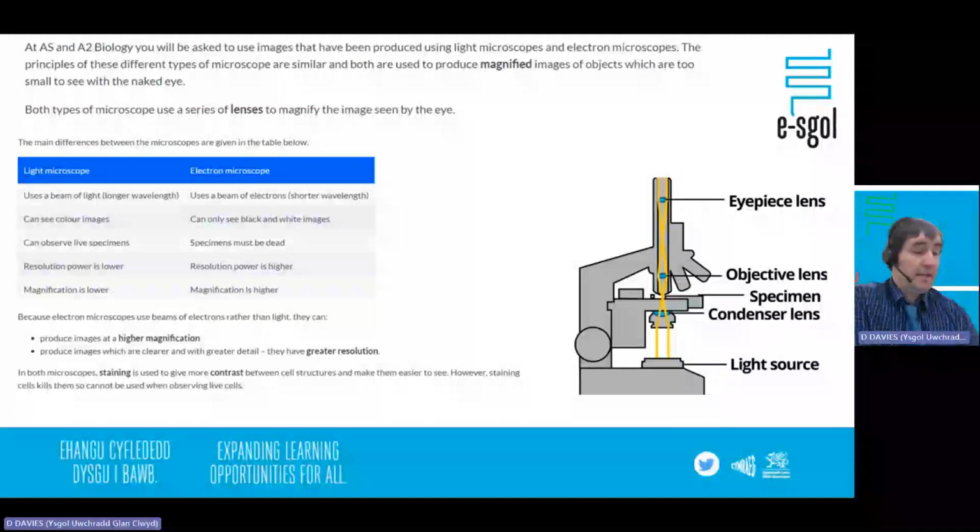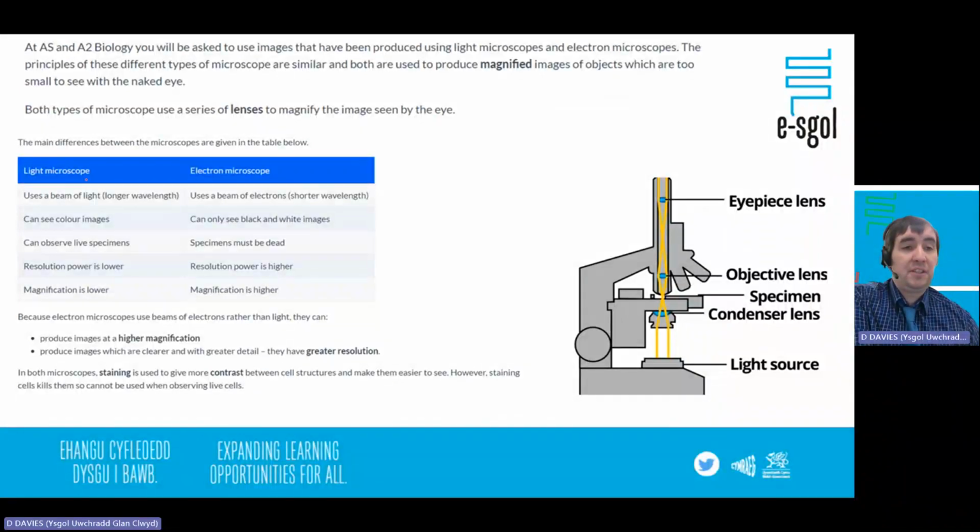There are two different columns on here, so two different types. Light microscopes are the ones that we have in school. They use a beam of light, and you can see how that works here. The beam of light goes through a condenser lens, then an objective lens, and then an eyepiece lens. Whatever is sat on the stage, the specimen, the image is magnified there, and it's magnified there before it gets to your eye.